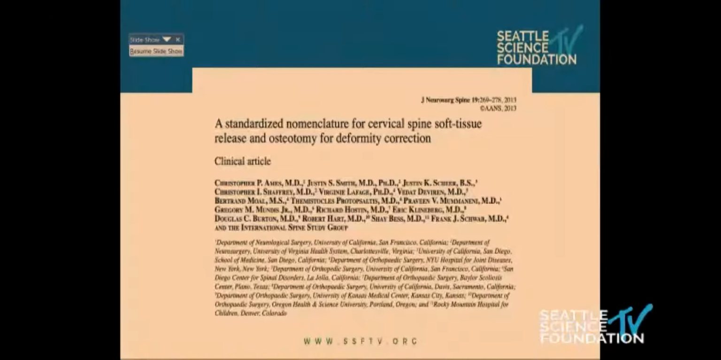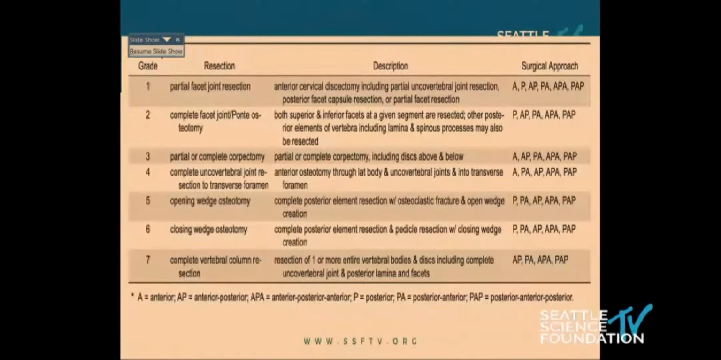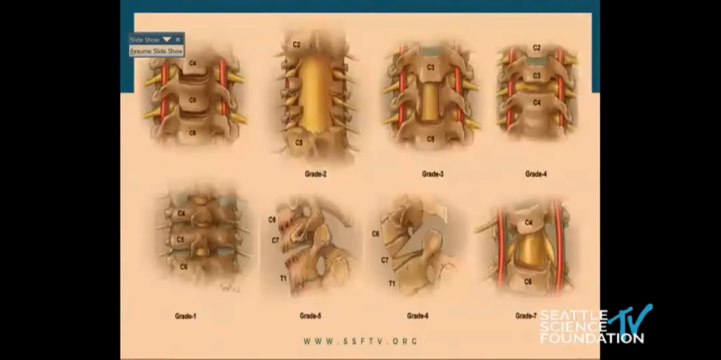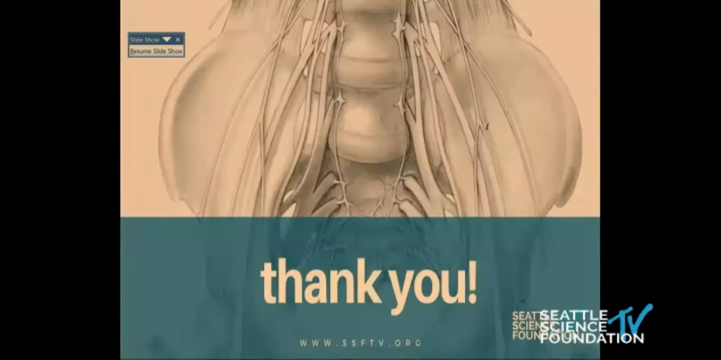Then, in terms of the tools in the armamentarium for osteotomies for cervical deformity correction, there's a good paper from 2013 in JNS by Ames and Schwab that attempts to classify this from 1 to 7, 1 being partial facet joint resection, 7 being complete VCR, with everything in between. Here's a picture of the levels or the grades. And of note, this patient also has lumbar and thoracic pathologies, which will be addressed later. Thank you. And we'll go on to the first journal article.